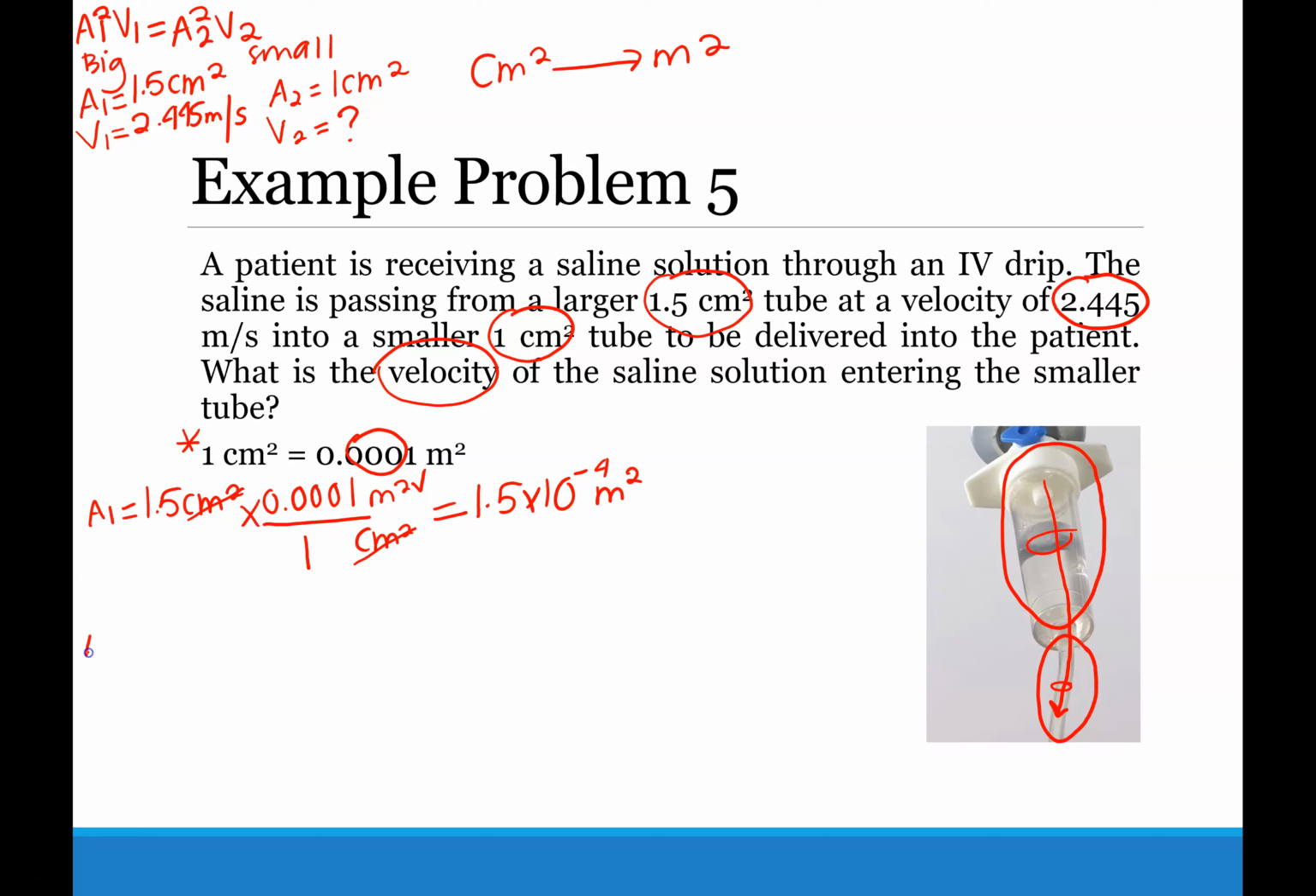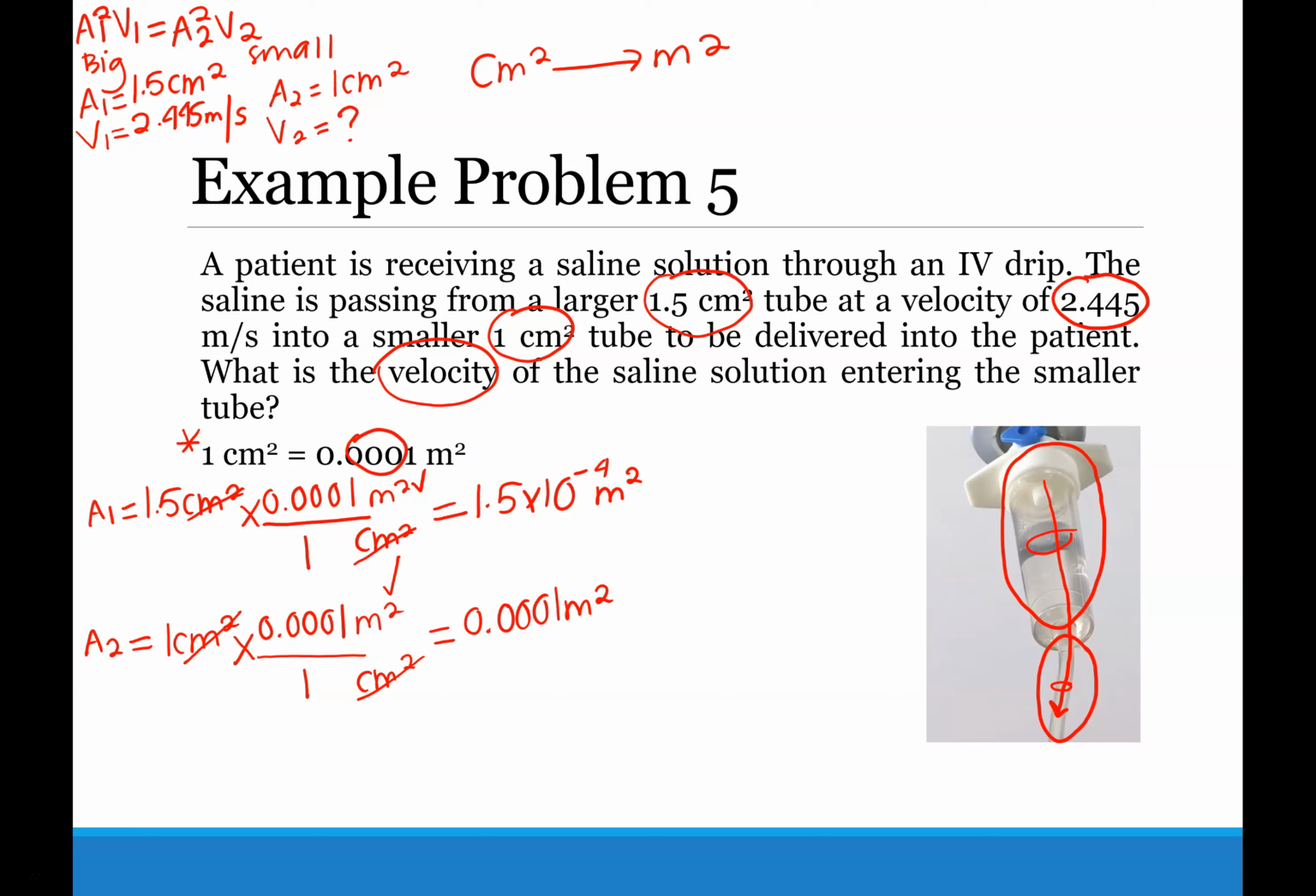Now we're going to go ahead and convert our A2, which was 1 centimeter squared. Draw the multiplication symbol, draw the division bar. Centimeter squared goes to the bottom to cancel, and meter squared goes to the top. And so the conversion factor does not change. There's still 1 centimeter squared and 0.0001 meters squared. Centimeter squared cancels and we're left in meter squared. So 1 times anything is going to be itself. So this is going to equal 0.0001 meters squared.